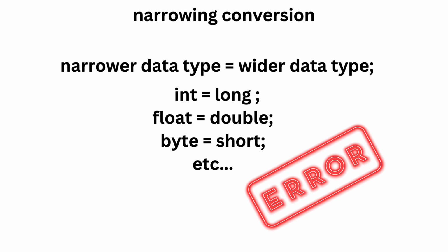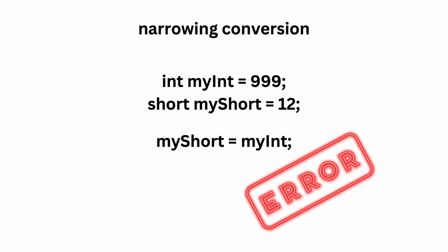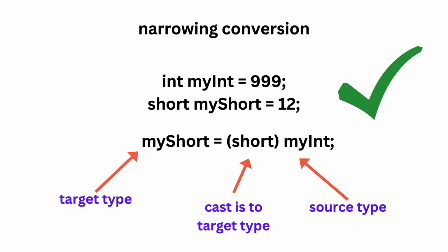The narrowing conversion, also known as explicit or manual conversion, occurs when the value of a wider data type is assigned to the value of a narrower data type. This conversion requires explicit casting, as it may result in the loss of precision or range. The value is explicitly cast by wrapping the target type in parentheses.